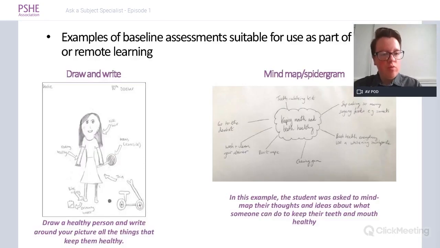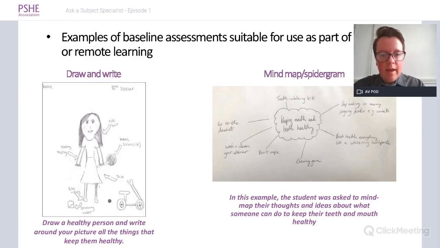So here we have a draw and write baseline assessment, which was completed by a Key Stage 2 pupil, and they were asked to draw a healthy person and write around the picture all the things that keep them healthy. And this gives the teacher an idea of knowledge and skills and also the attitudes around health.